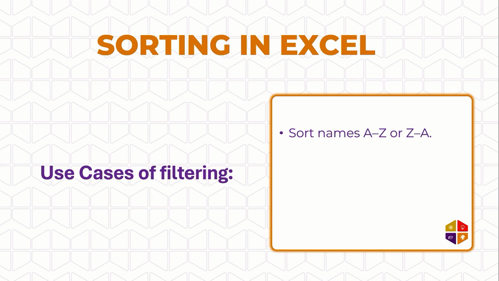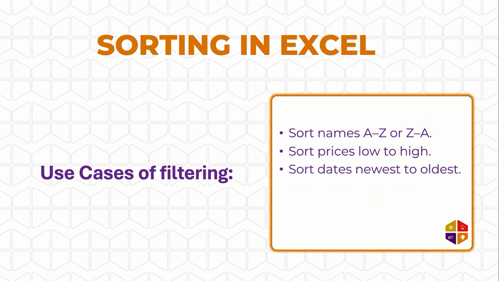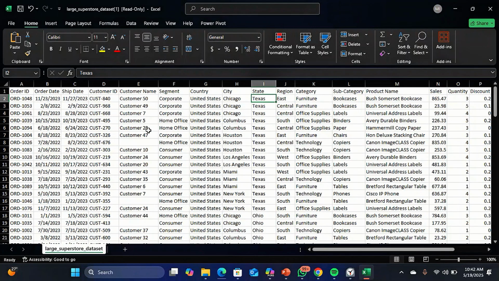Use cases for sorting. The first use case is sorting names, right? It could be sorting names from A to Z or from Z to A, that is ascending or descending. You could also be sorting the sales column from the lowest to the highest or from the highest to the lowest. You could also sort by dates from oldest to newest or the other way around. You could also sort using a custom order.